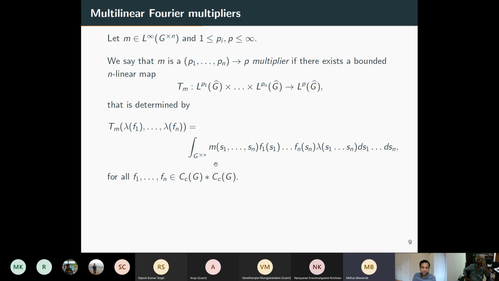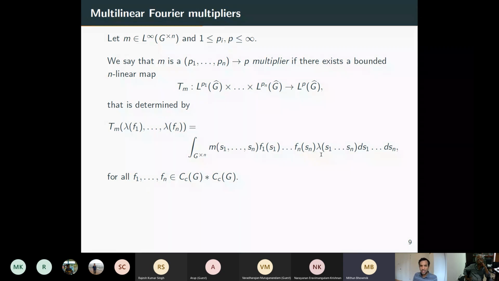You can also talk about multilinear Fourier multipliers. It's a short generalization. So if you recall the previous definition we had for a single variable, the Fourier multiplier looked like you were integrating m times f times lambda, where this was some integral of operators.